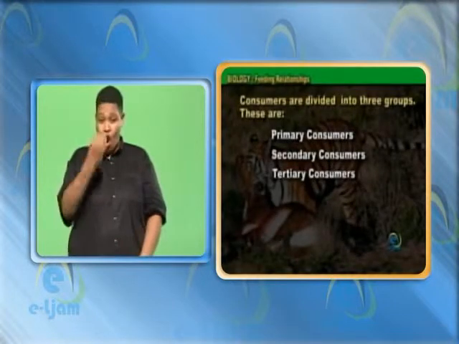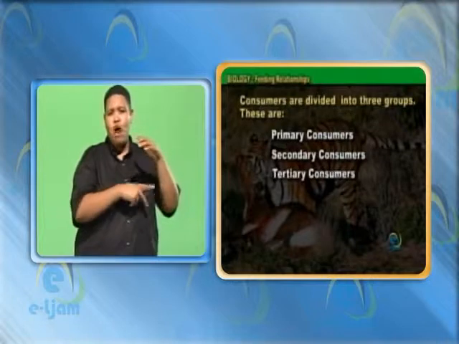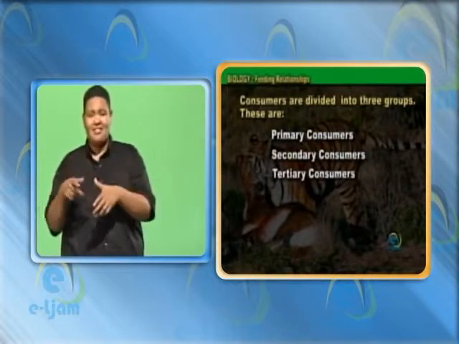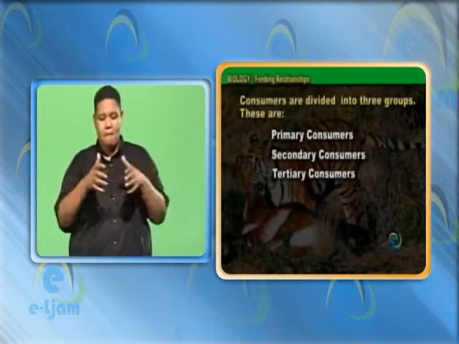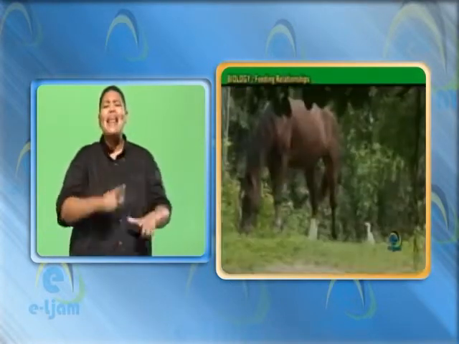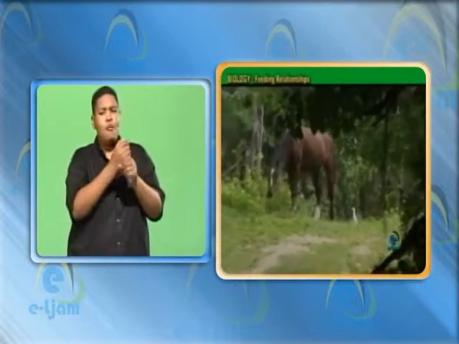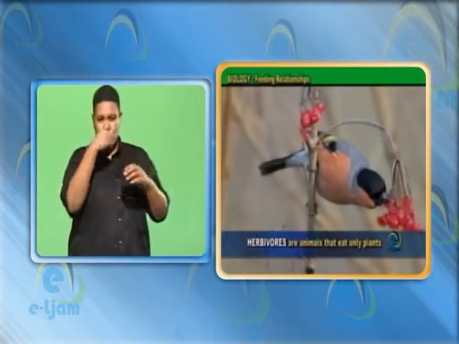Consumers are divided into three groups. These are primary consumers, secondary consumers, and tertiary consumers. Primary consumers are organisms that feed directly on the producers. Primary consumers are herbivores. Herbivores are animals that eat only plants.